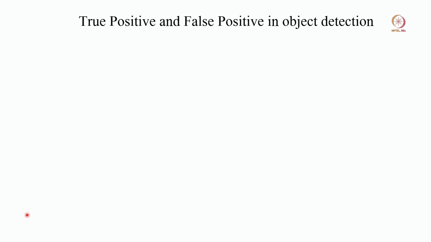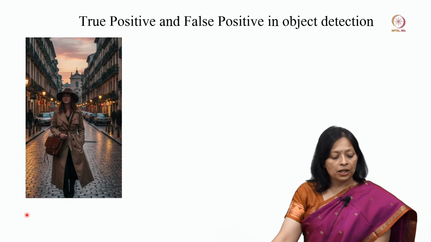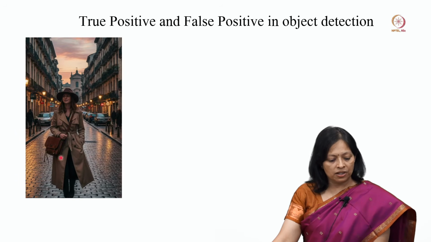Okay. Now these are few terms which we will be using more often in my next 1 or 2 slides. True positive and false positive in object detection. We will just have a look into what exactly they are. So suppose I have this image, it's an AI generated image of a lady walking in the street, and my object of interest is this human figure.